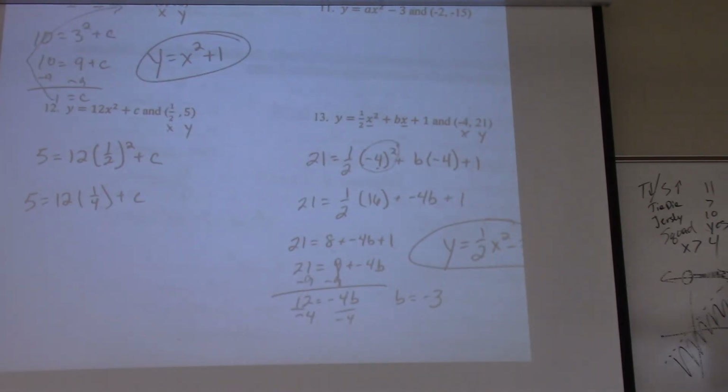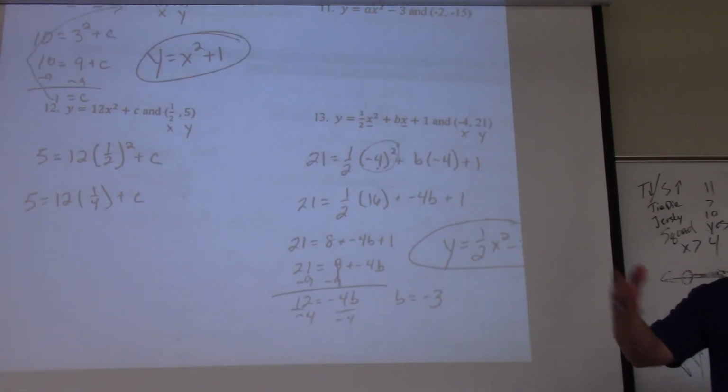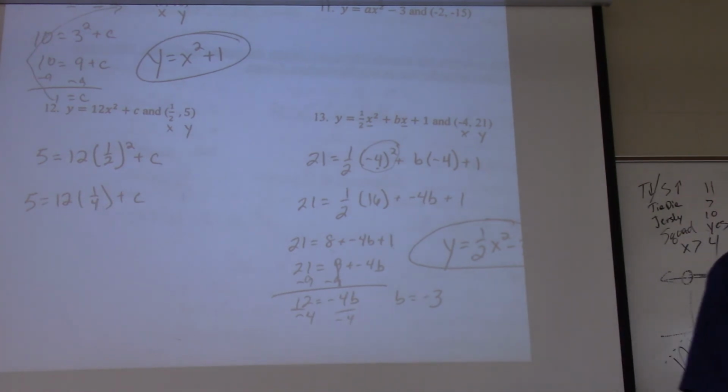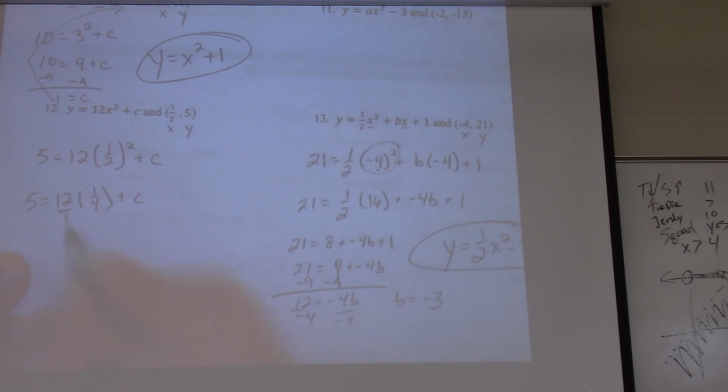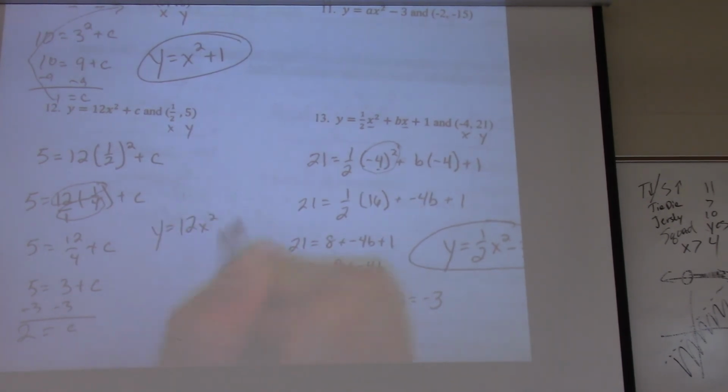And you remember back to what we've talked about? How do we multiply 12 times 1/4? Go over. Put it over 1. And then remember how we multiply fractions. It's tops times tops and bottoms times bottoms. So I get 5 equals 12 over 4 plus c. Some of you probably can go right to the next step, which is this, and then subtract to get c equals 2. So my equation here is 12x squared plus 2.